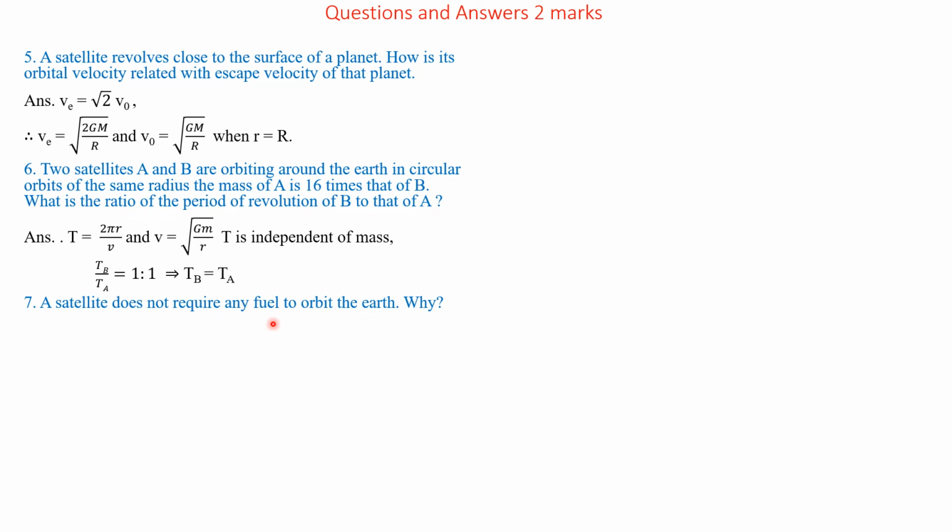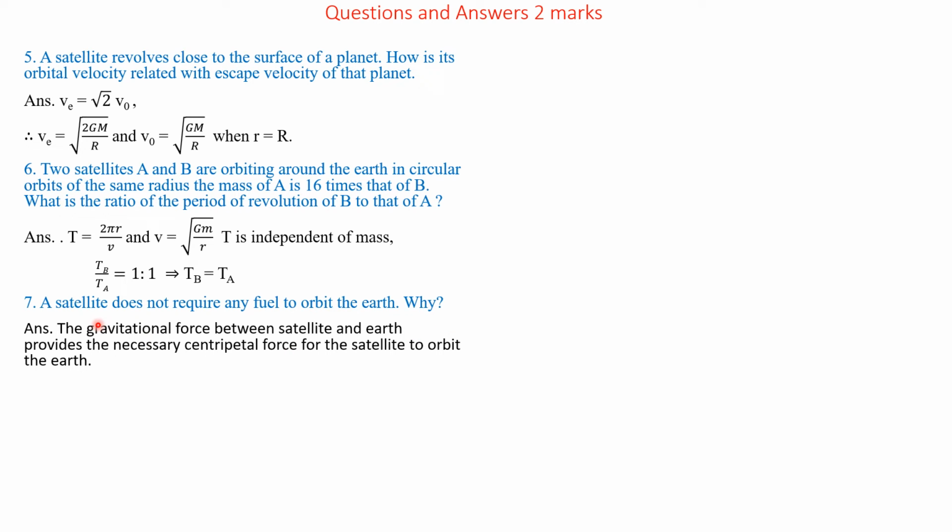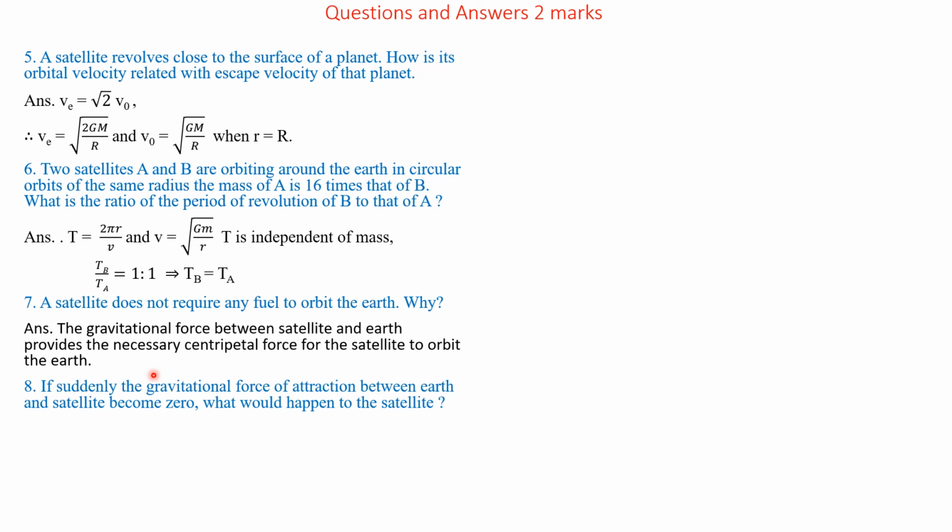Question number 7. Satellite does not require any fuel to orbit the Earth. Why? Answer. The gravitational force between satellite and Earth provides the necessary centripetal force for the satellite to orbit the Earth. Question number 8. If suddenly the gravitational force of attraction between Earth and satellite becomes zero, what would happen to the satellite? Answer. The satellite will move tangentially to the original orbit with the velocity with which it was revolving.